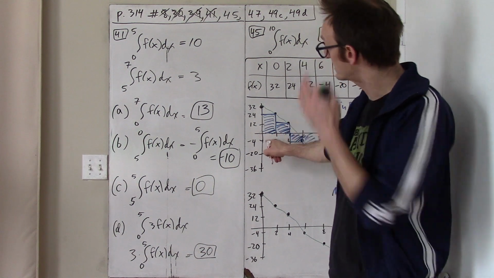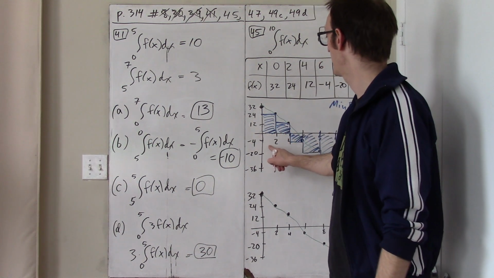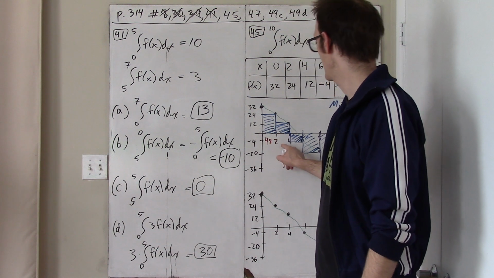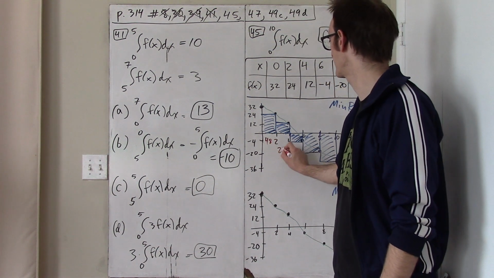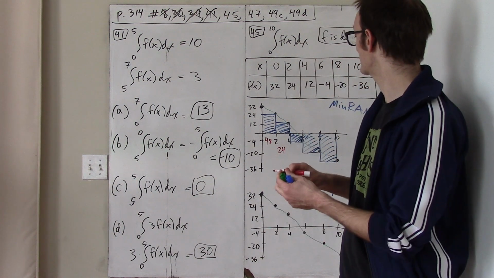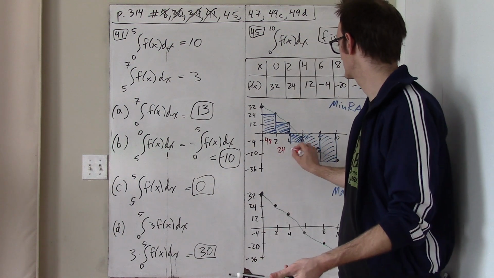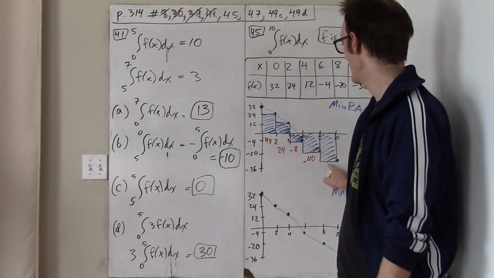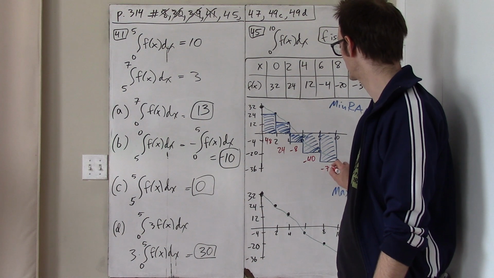So anyway, now I just do it. What's this integral from 0 to 2? It's 24 times 2. It's 48. This is 2 times 12 is 24. This is negative 4 times 2 is negative 8. This is negative 20 times 2 is negative 40. And this is negative 36 times 2 is negative 72.